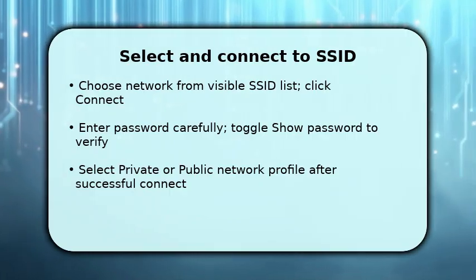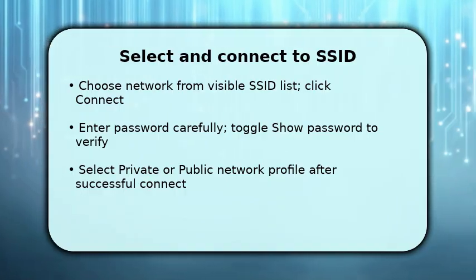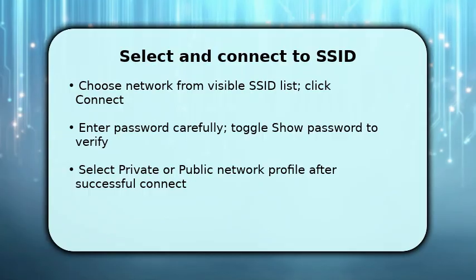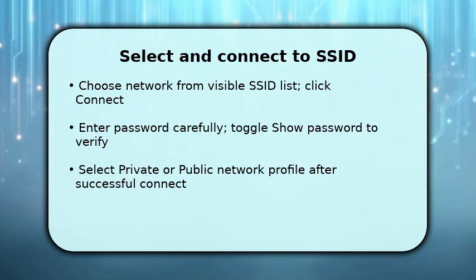After Windows authenticates, choose Private for home or trusted networks or Public for unknown networks, because that sets firewall and discovery rules for security and sharing behavior.